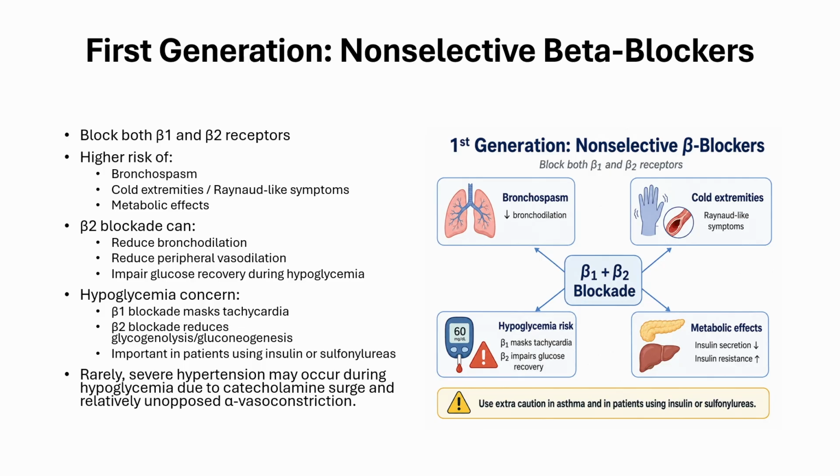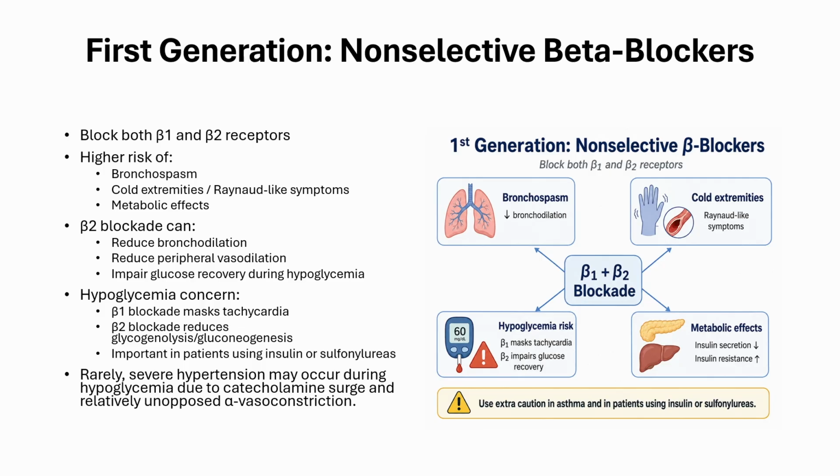In patients with asthma, non-selective beta blockers can worsen bronchoconstriction by blocking beta-2 mediated bronchodilation. Propranolol has been associated with clinically meaningful reductions in FEV1 and a higher risk of asthma attacks compared with placebo. Cold extremities or Raynaud-like symptoms can occur due to a loss of beta-2 receptor-mediated vasodilation in blood vessels in the hands and feet. This may present as numbness, tingling, cyanosis, or color changes.